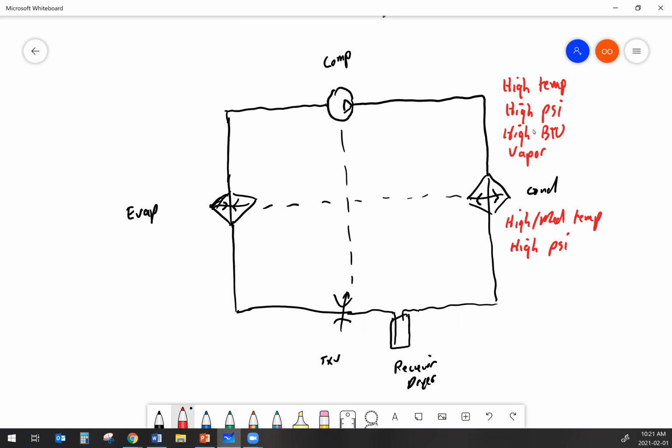The BTU content at this point, what we've done is we've stripped all of that latent heat of vaporization out of the refrigerant and turned it from a vapor back to a liquid, just like we discussed in our previous diagram with the water. So that means we have low thermal energy. And we've changed the state from vapor to liquid.